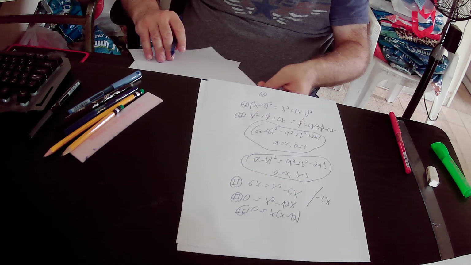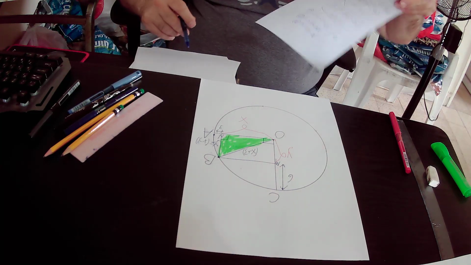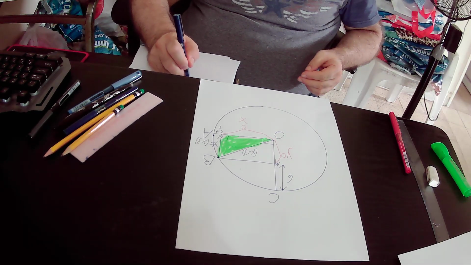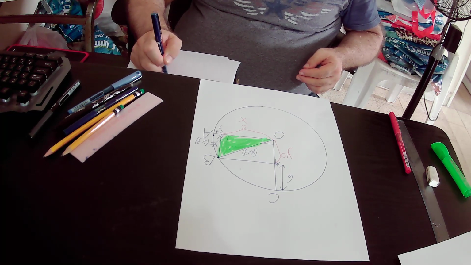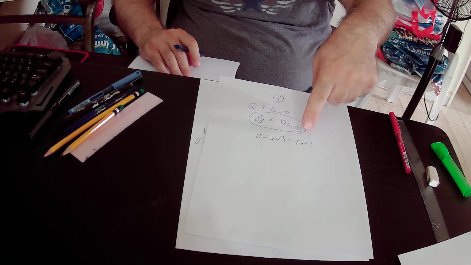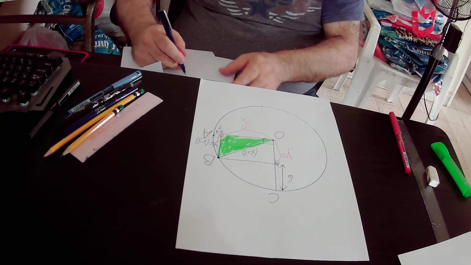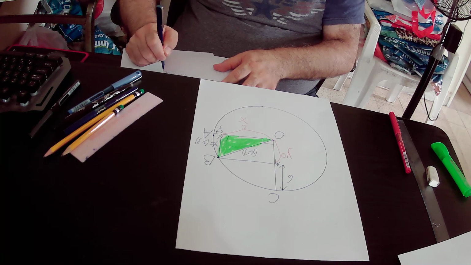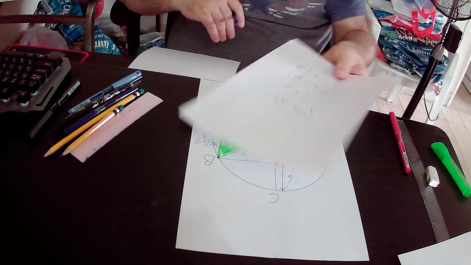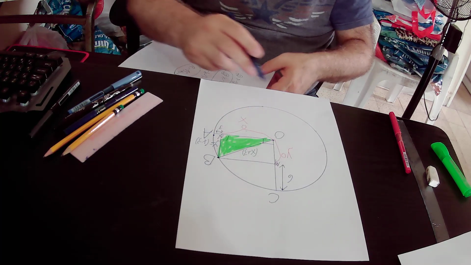The radius of this circle equals x plus 3, and x is 12, so the radius of the circle equals 12 plus 3, that is 15 units. That is the answer to the question.